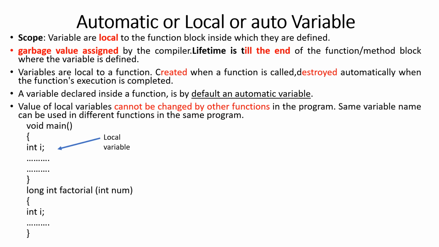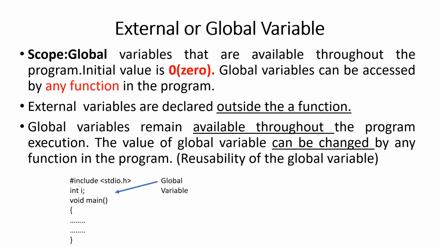You can just write an example for a local variable which is declared within main. The same variable i is declared as a local or an automatic variable within the function called factorial also. So these two are examples of local variables declared in different functions. The variable i which is declared within main is created and destroyed within the main function, while when we move on to the other function called factorial, it is created and destroyed within factorial.